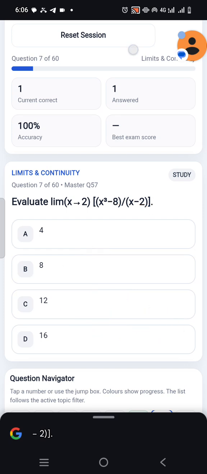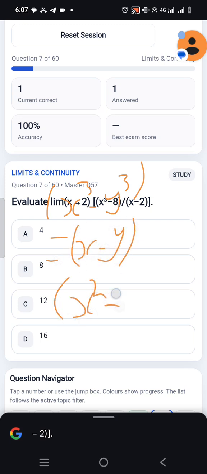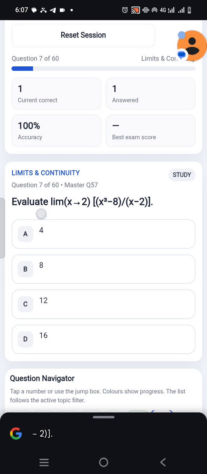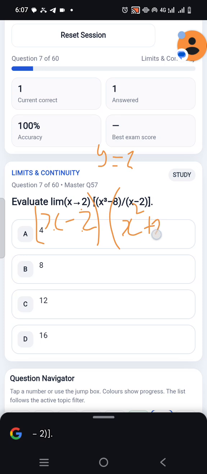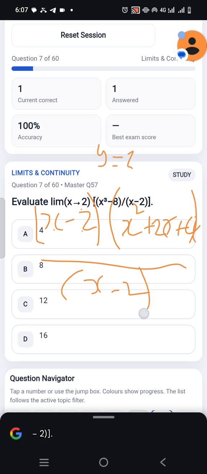For the normal way of doing it, there is a polynomial identity that says that when you have x cube minus y cube, it is the same thing as x minus y, then into brackets x square plus xy plus y square. Meaning that this x cube minus 8, you can write it as x minus 2 into brackets, because in this case your y cube is 8, so your y is actually equal to 2. Then into brackets x square plus x times y, so that will be x times 2, that will be 2x, plus y square, that is 4. So meaning that you can actually write it like this. So this and this will cancel themselves.